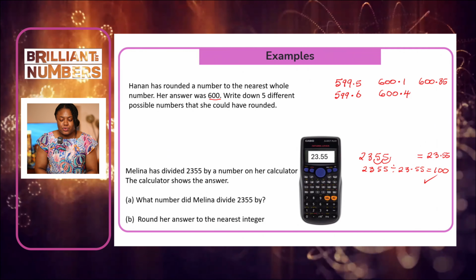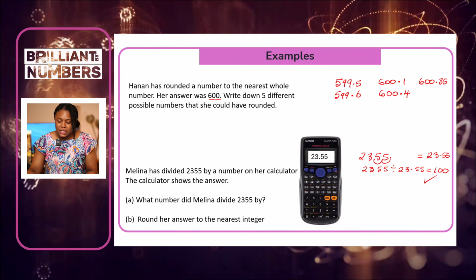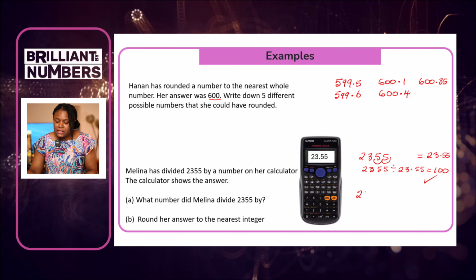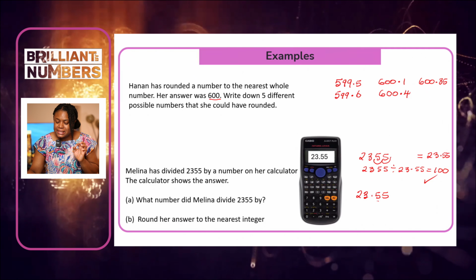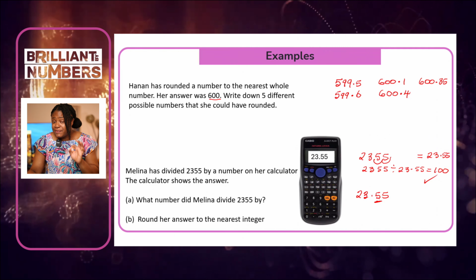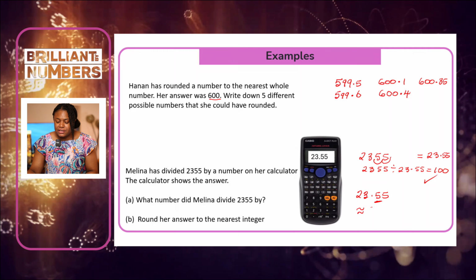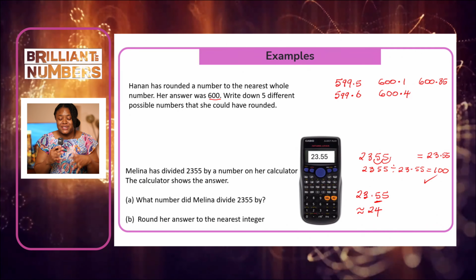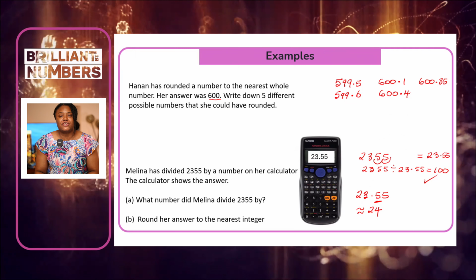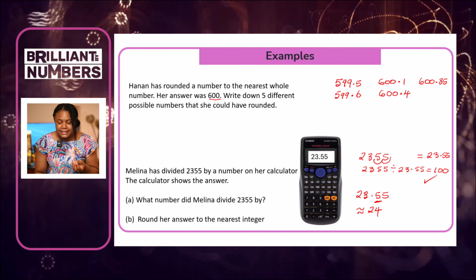Part B says, round our answer to the nearest integer. So the answer on the calculator was 23.55. Again, we check our 10th place. It's 5, so we're rounding up. So to the nearest integer, the answer would be 24. So those are some ways that our questions could be posed as well on rounding to the nearest integer.